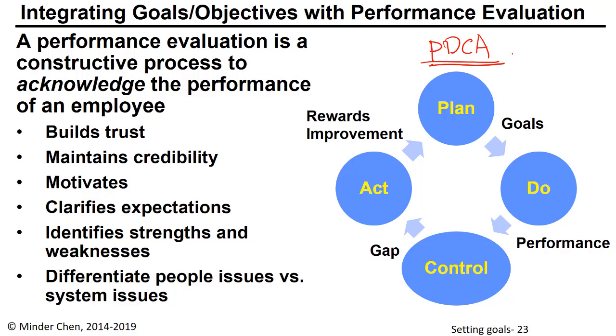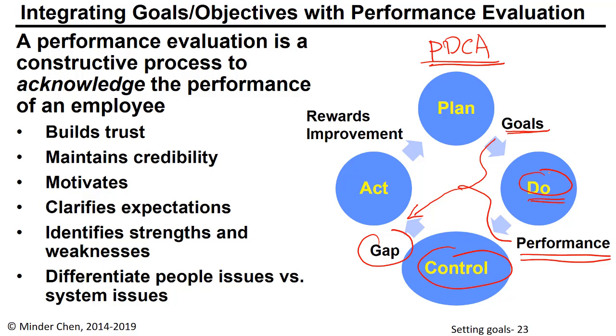We can find out that after you plan something, you will set the goal for the plan, and then you will perform what you have planned, and that will be considered the performance. If you compare the planned goals and the performance of your activities, then you can identify whether you have achieved a goal or not, whether there's a gap. That's the control function. If there's a gap, then we need to take proper actions in terms of improving our process, improving the employees' training, improving even our planning process. Certainly, if the employee meets or exceeds the goal in terms of their performance, then we need to reward them properly. And so that's the PDCA circle.